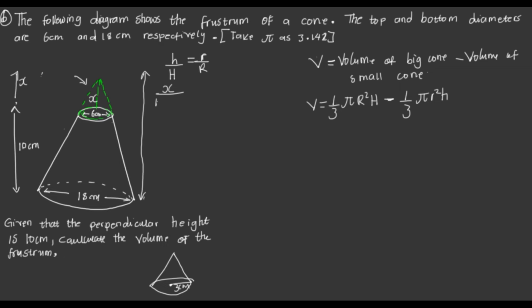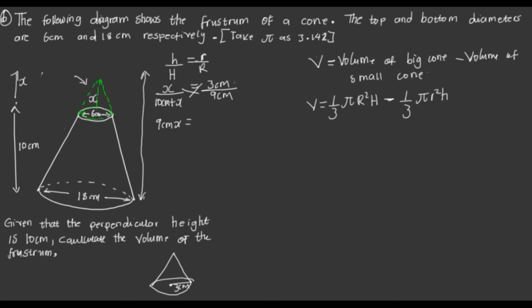So we'll say 10 centimeters plus x. Then radius of the small cone, the half of 6 is 3 centimeters over radius of the big cone, which is half of 18, is 9 centimeters. Then we cross multiply. So 9 centimeters times x, we have 9 centimeters x. Then 3 centimeters we multiply with 10 centimeters and x.